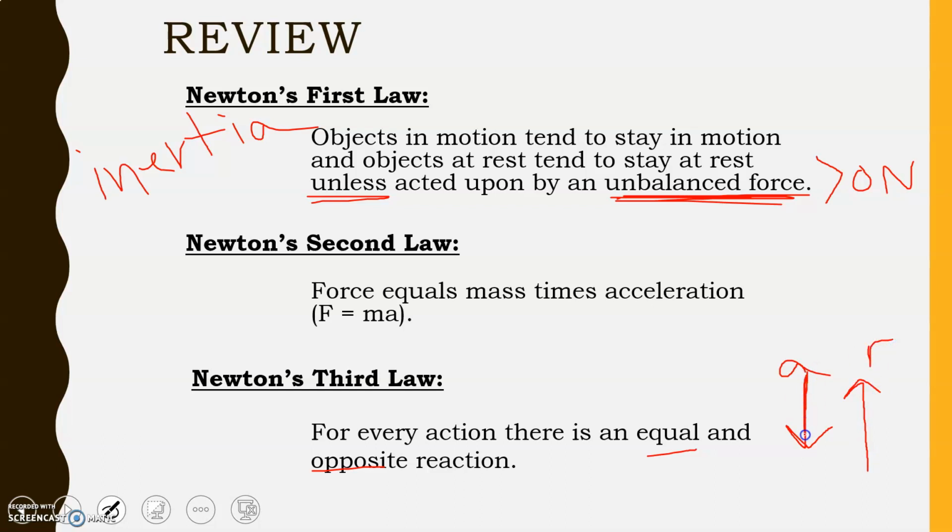So my apologies, the arrows should be the same size because remember it's equal, and they are in opposite directions because it's opposite. So remember there was always an action and a reaction force. There are two objects at play. The book applies force on the table, and the table applies force back on the book.